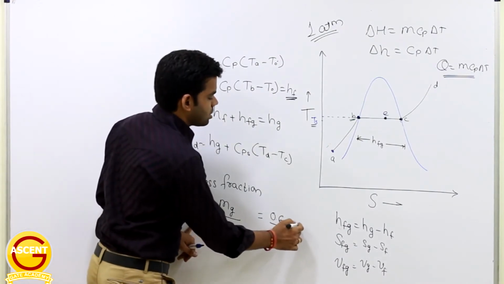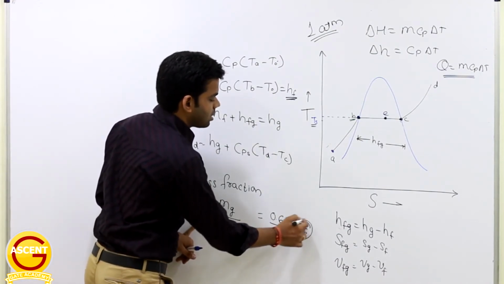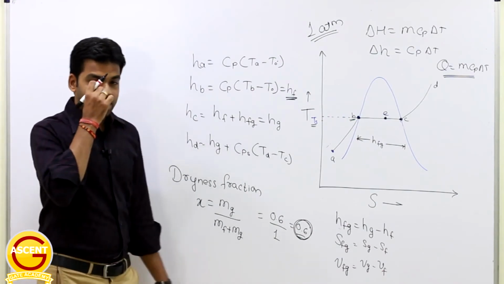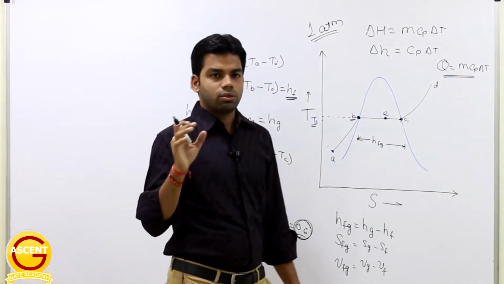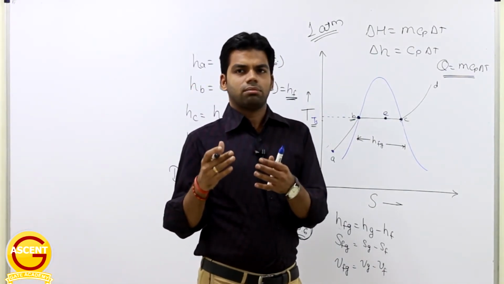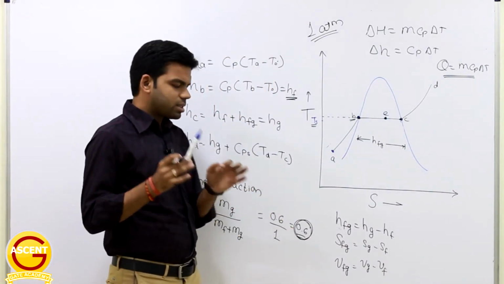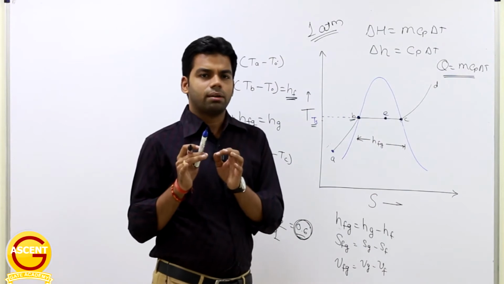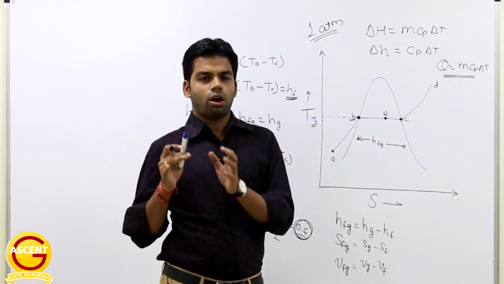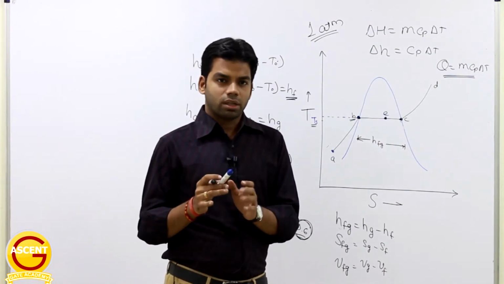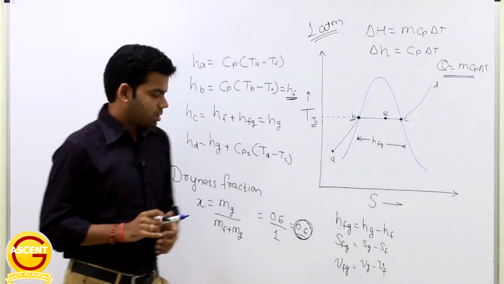So this is nothing but 0.6. This is nothing but the dryness fraction. Getting this now? How much fraction is converted to steam? You can also say percentage, obviously you will have to multiply it by 100. So how much fraction of the mass of water is converted to steam, that is nothing but the dryness fraction.